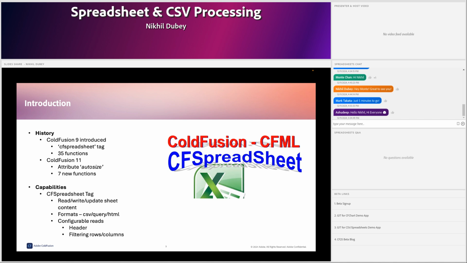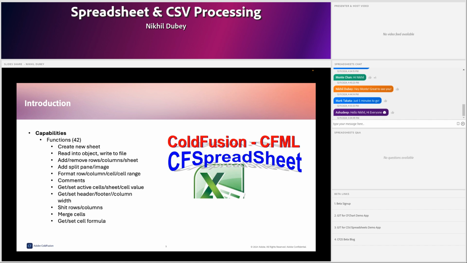update the sheet content, filtering rows and columns. Then there are capabilities supported like merging cells, shifting rows or columns, and formula related capabilities. Then you can set or get comments. Formatting is also supported on a cell or column range. So this is a wide array of manipulation that can be done on spreadsheet or Excel files using ColdFusion as of now. So why did we need to revamp this?